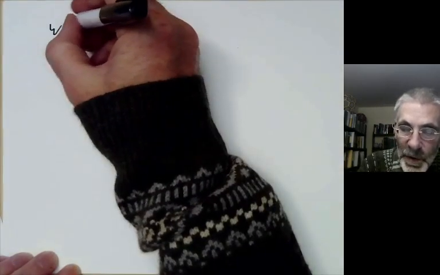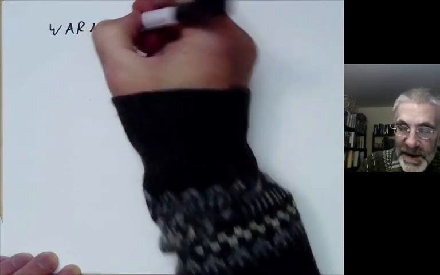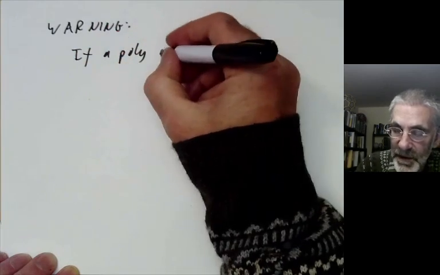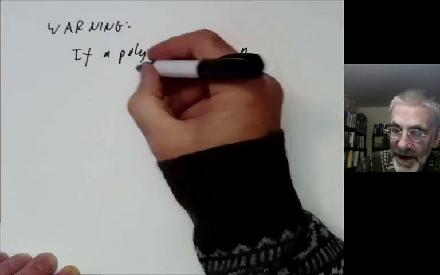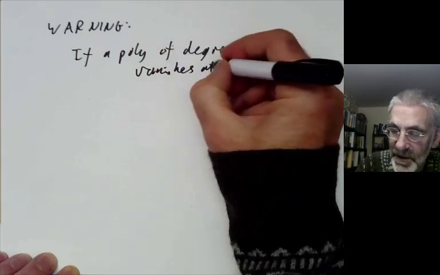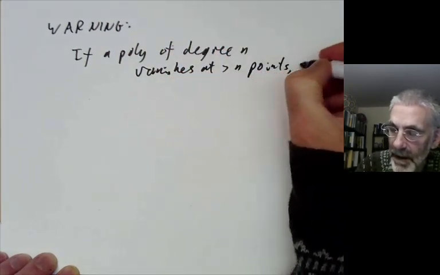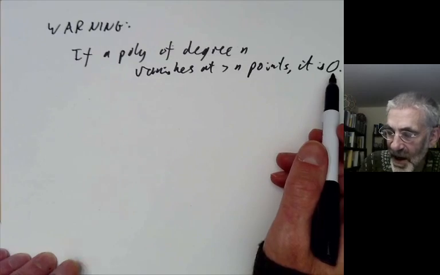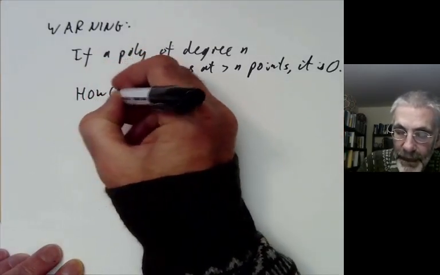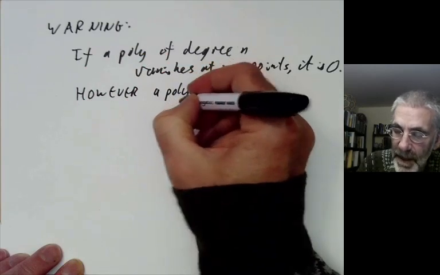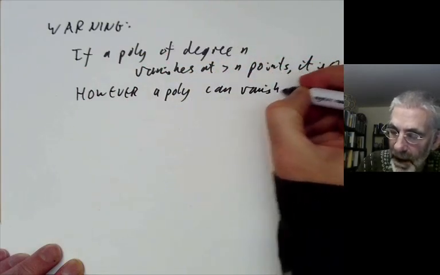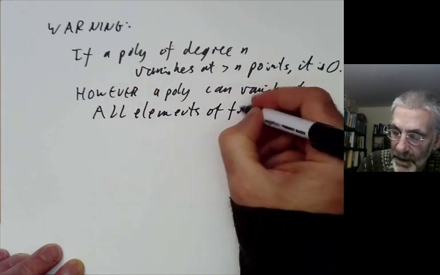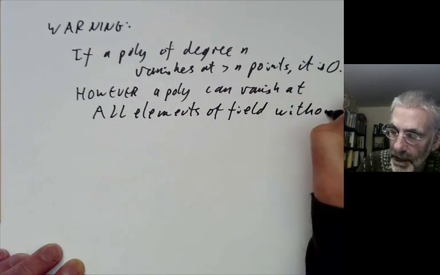So I should have another warning here. This is another slight trap to fall into. If a polynomial of degree n vanishes at greater than n points, it is 0. So this is not what the warning is about. This is just a useful fact about polynomials we quite often use. However, a polynomial can vanish at all elements of a field without being 0.